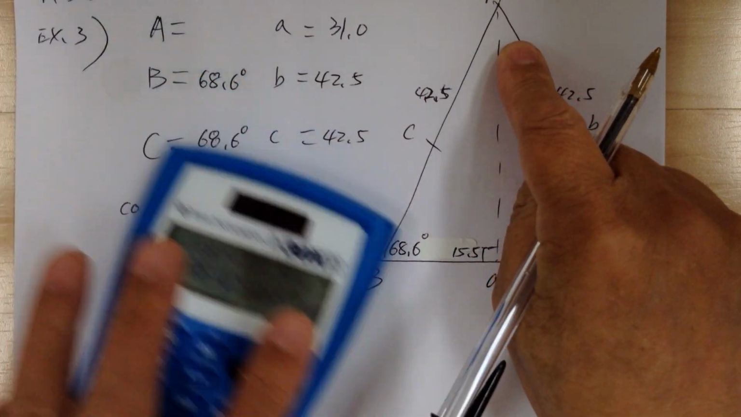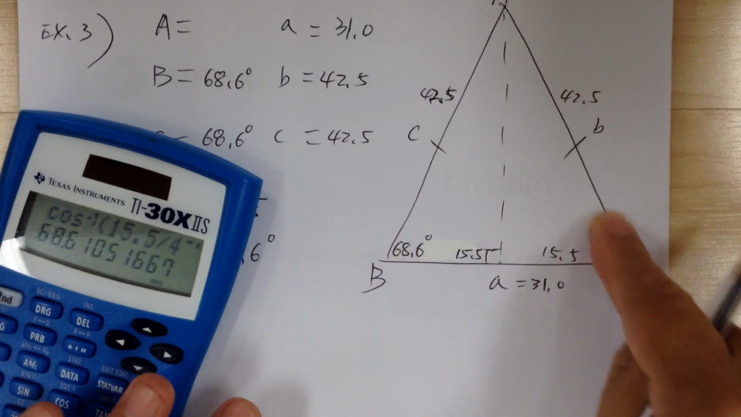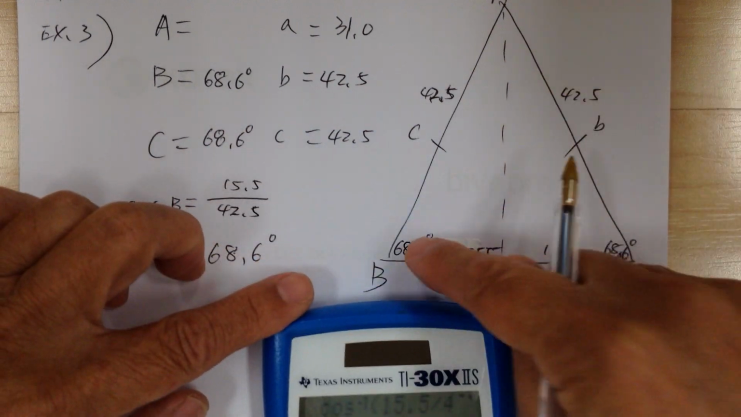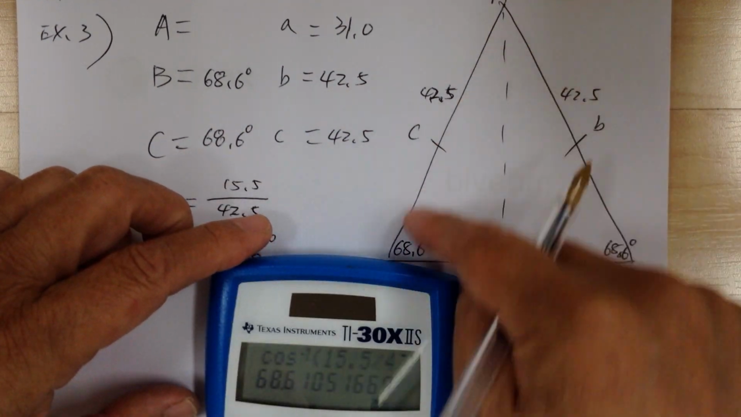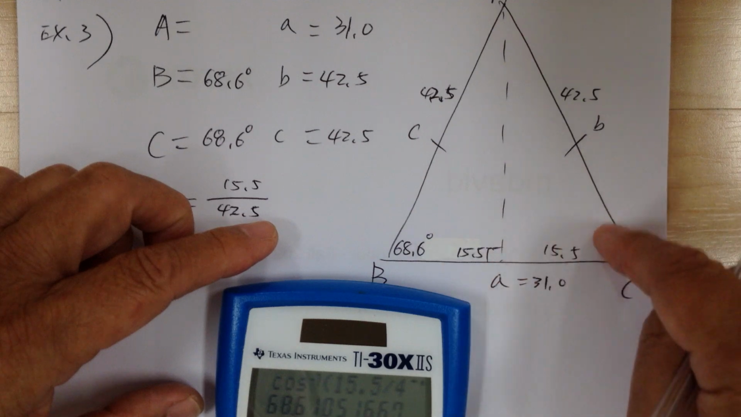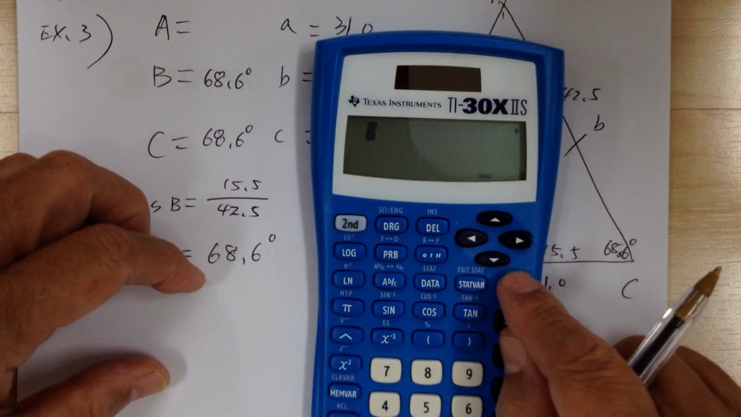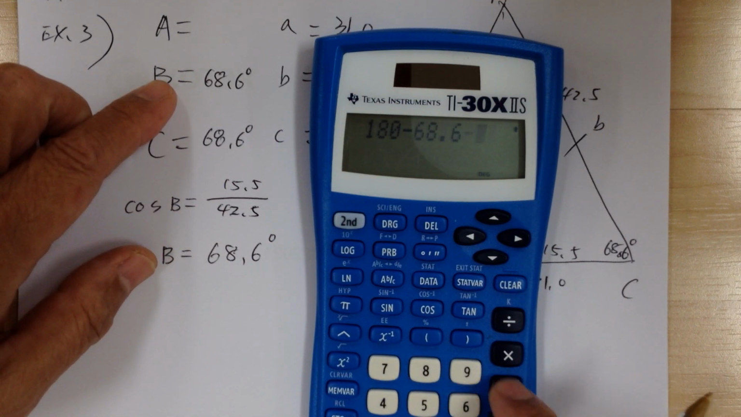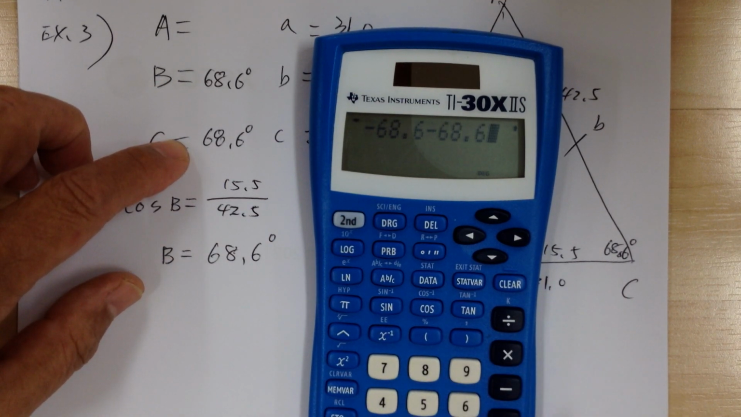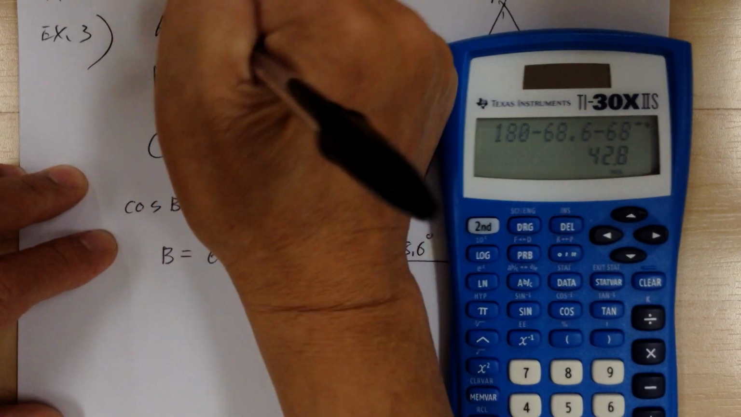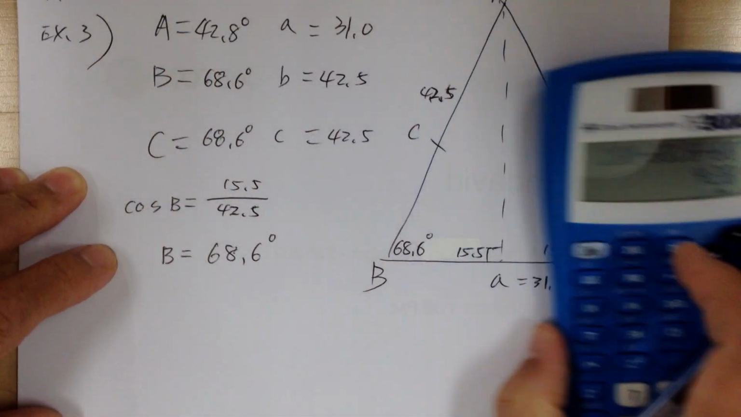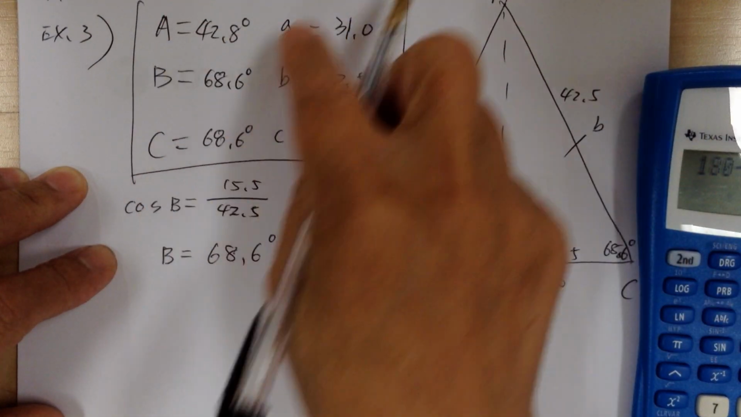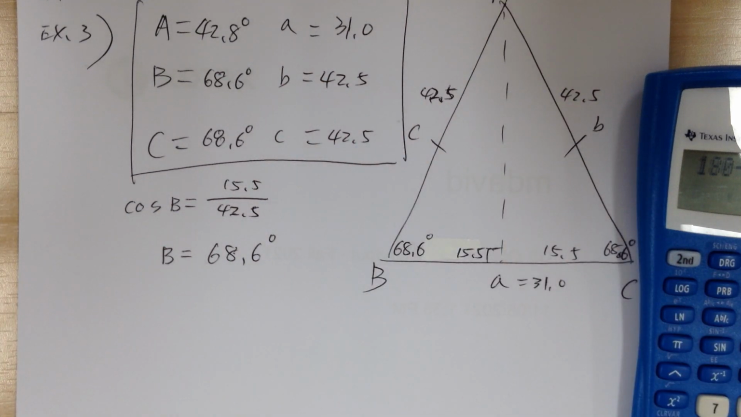To figure out A, remember the interior angles of a triangle add up to 180. So all you have to do is 180 minus this minus that will equal that. Three angles equal 180. Let's do that: 180 minus 68.6 minus 68.6 equals 42.8. You can check. We got everything, so you have A, B, C. That's all you need.